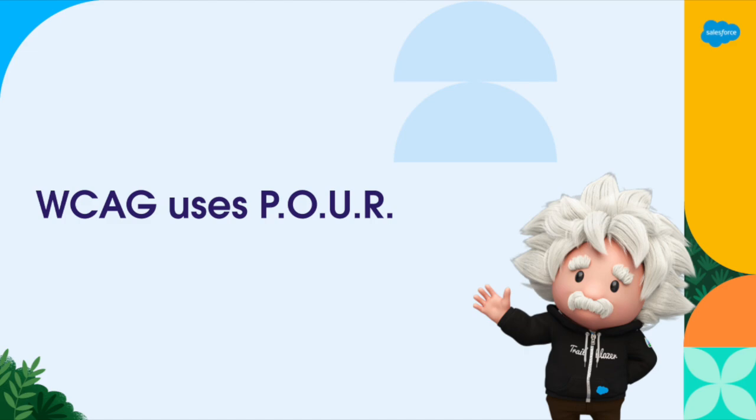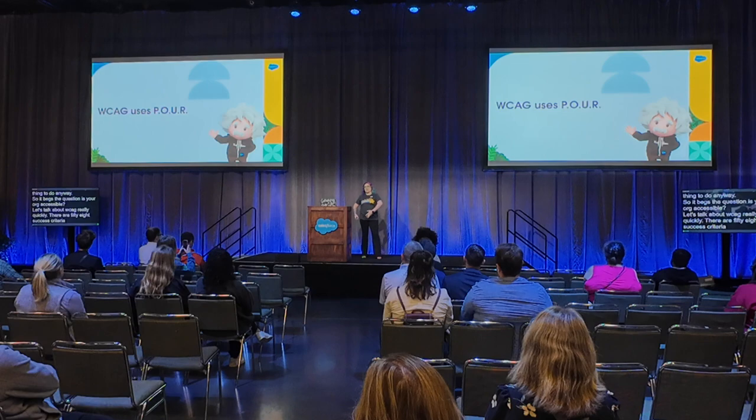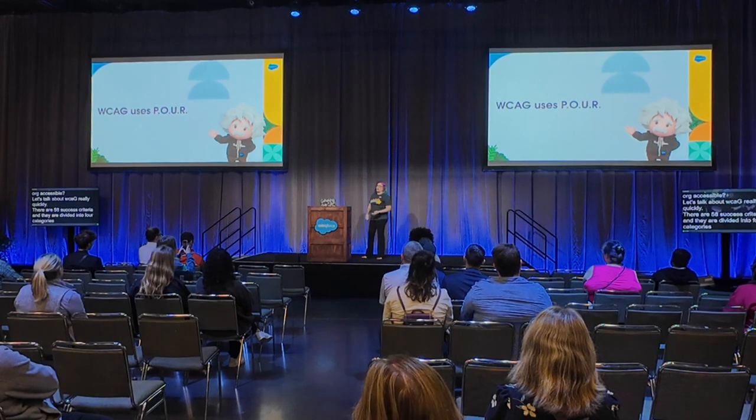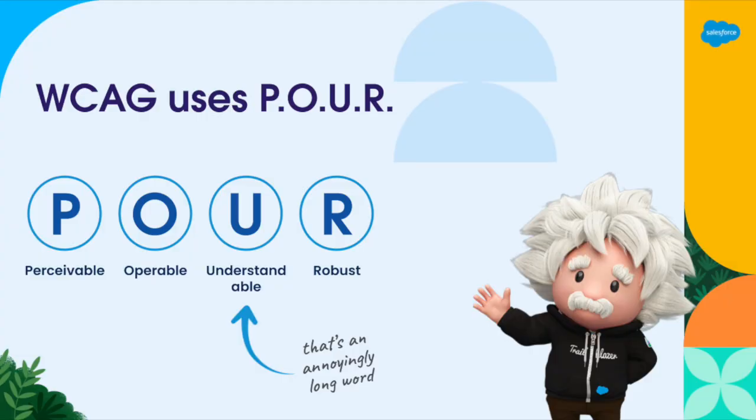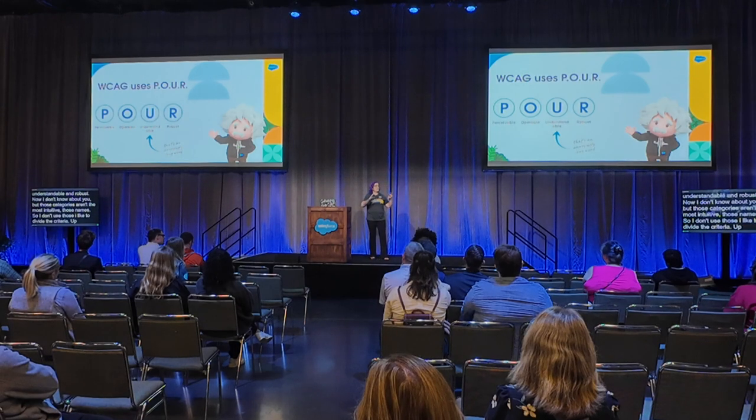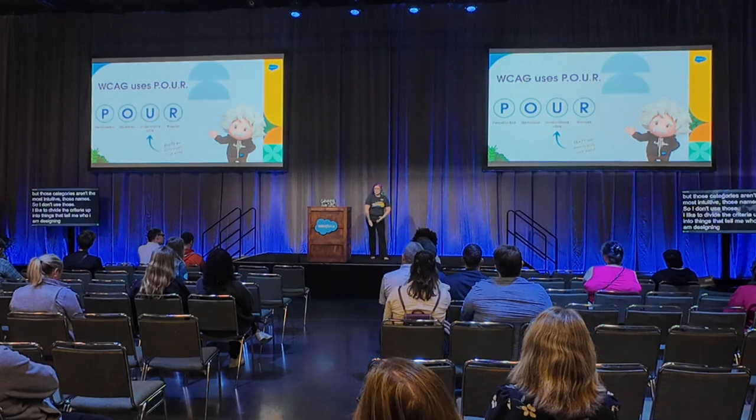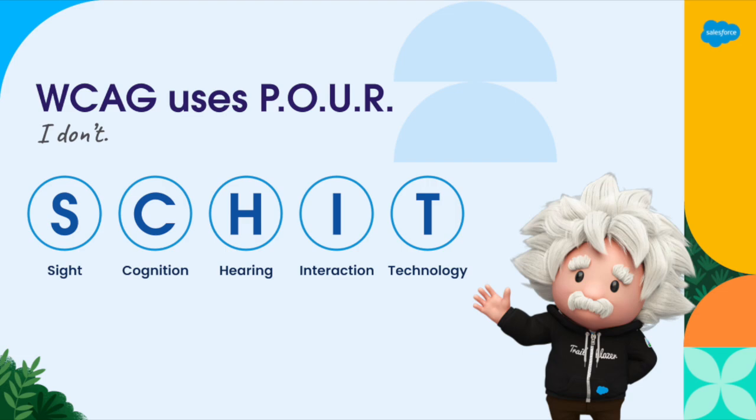There are 58 success criteria, and they're divided into 4 categories. They use this acronym called POUR, and it stands for perceivable, operable, understandable, and robust. Now, I don't know about you, but those category names aren't the most intuitive, so I don't use those. I like to divide the criteria up into things that tell me who I'm designing for. So my categories are sight, cognition, hearing, interaction, and technology-related issues that people might experience.